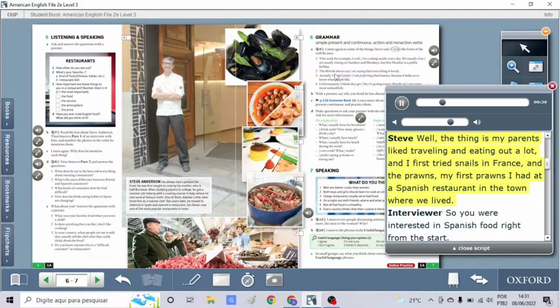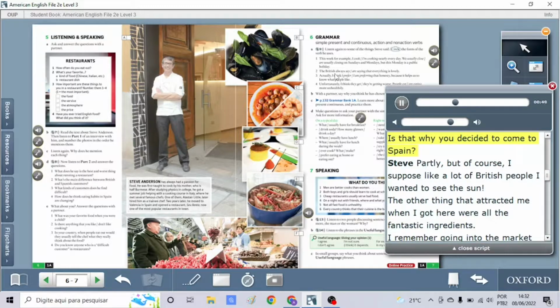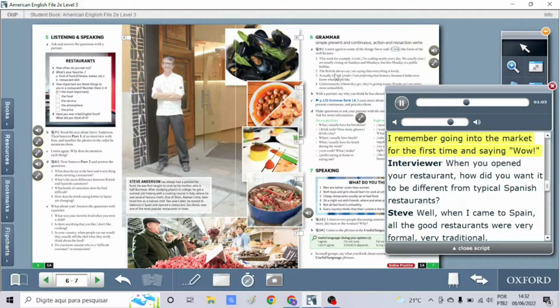Funny things for a 6-year-old English boy to like. Well, the thing is, my parents liked travelling and eating out a lot, and I first tried snails in France. And the prawns, my first prawns, I had at a Spanish restaurant in the town where we lived. So you were interested in Spanish food right from the start. Is that why you decided to come to Spain? Partly. But of course, I suppose, like a lot of British people, I wanted to see the sun. The other thing that attracted me when I got here were all the fantastic ingredients. I remember going into the market for the first time and saying, wow.